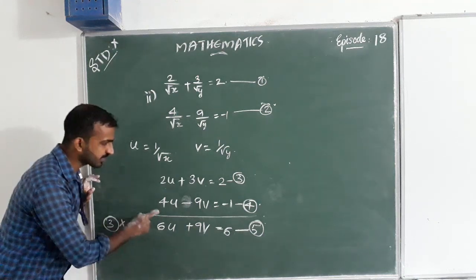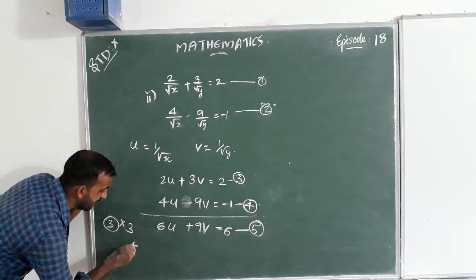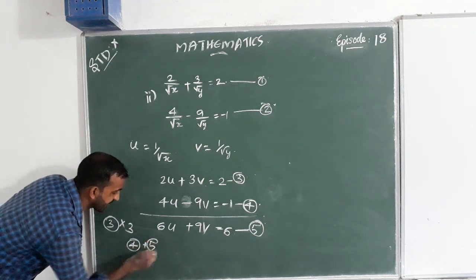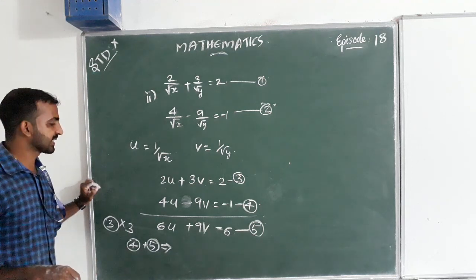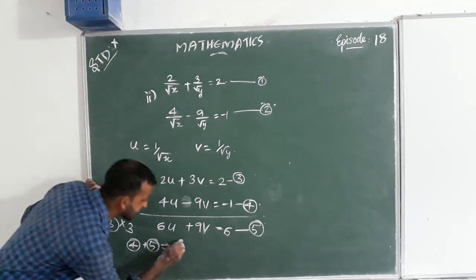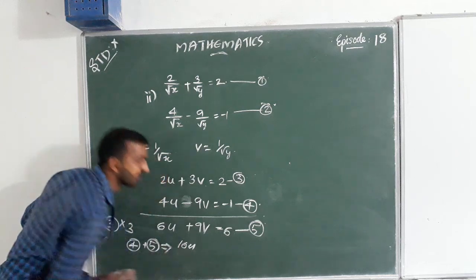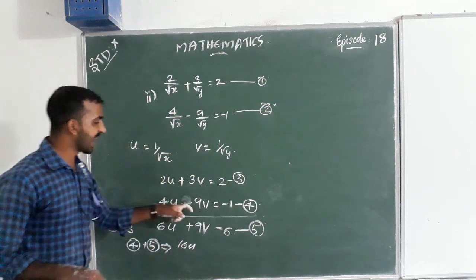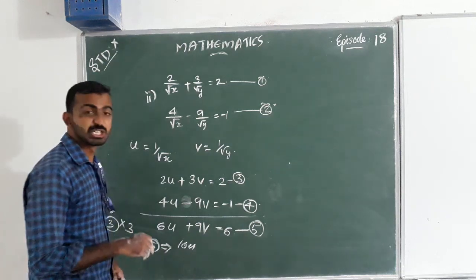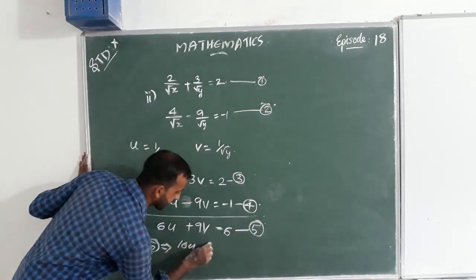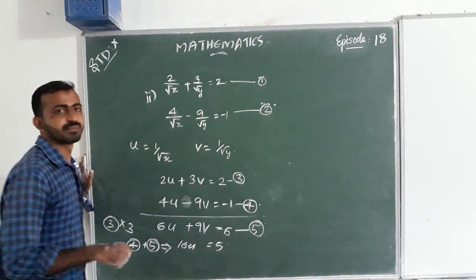When we add equation number 4 and 5, we get 4u plus 6u, that is 10u. And negative 9v plus positive 9v, we get 0v. That is, here we get 5.